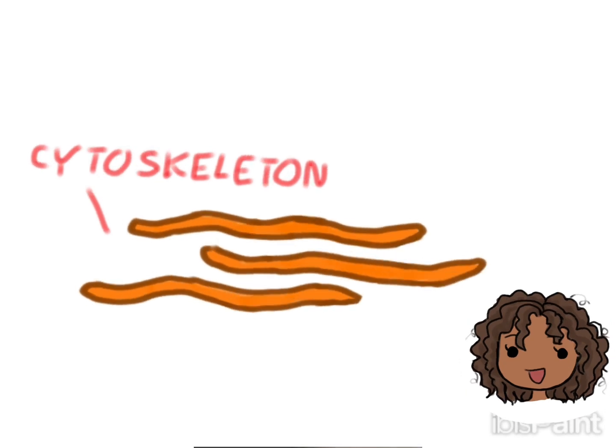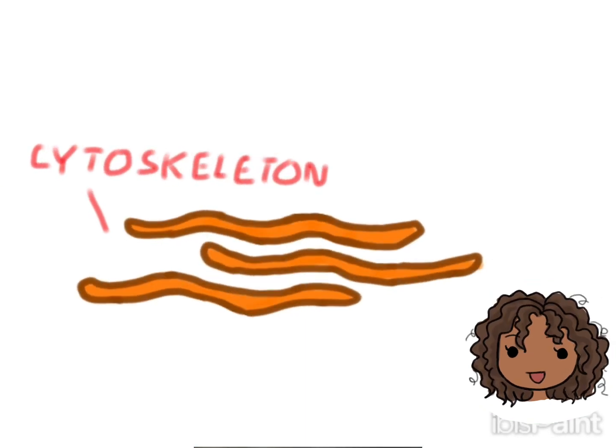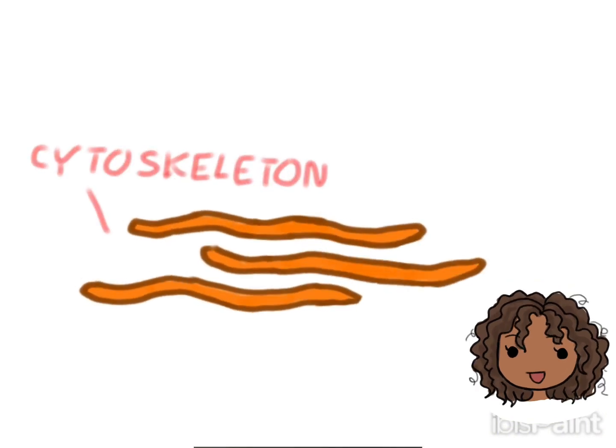The cytoskeleton. The cytoskeleton is a dynamic network of protein fibers. It also enables the mobility of internal components, like the organelles. This does not make up the entire cytoplasm, rather it is a component within the cytoplasm.